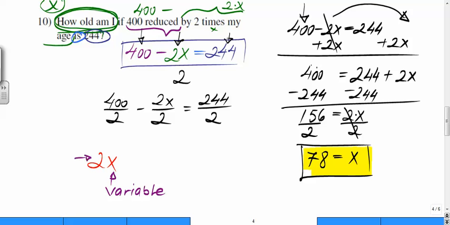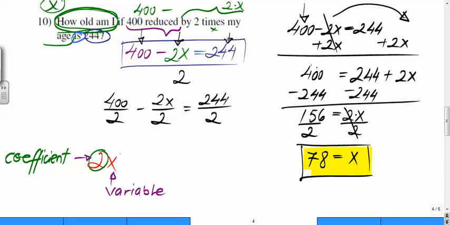Your 2, let's use a different color for that, is actually your coefficient. You will have some questions in your test about that. Coefficient, right? That's your 2 right there. Variable is your x, the unknown, the letter. Together they form a term. And 400 is actually your constant. It's a constant number that doesn't change. It will stay 400 no matter what. Well, unless we're doing some operations here, like dividing by 2, but it's still a constant, right?